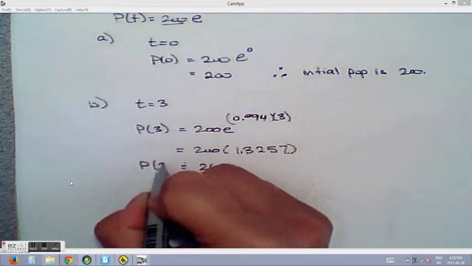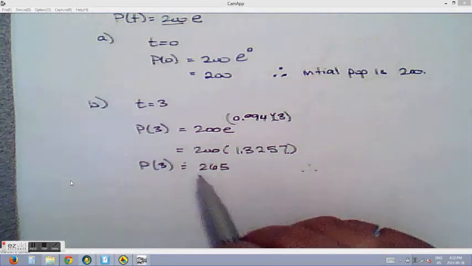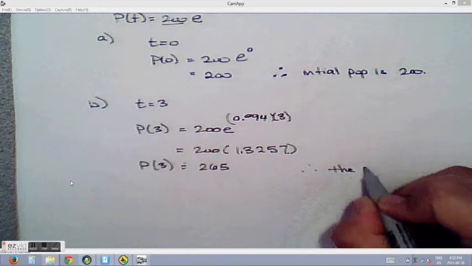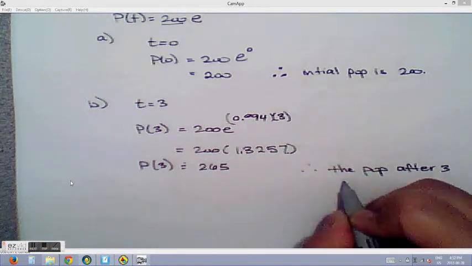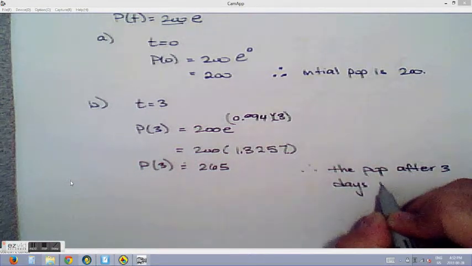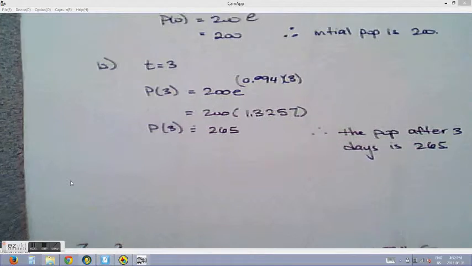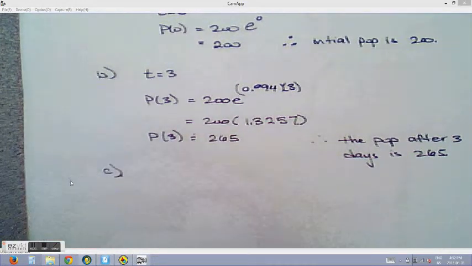Maybe we can, I'm not sure. Not a biologist, but I'm just going to say that we can't have half. So therefore, the population after 3 days is 265. Okay, so let's do part C. How long will the bacterial culture take to double its population?